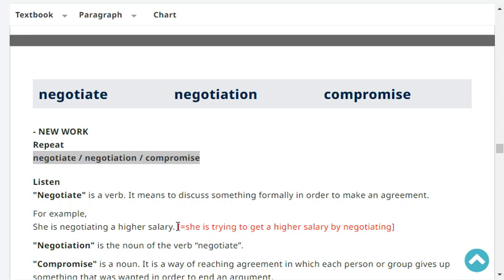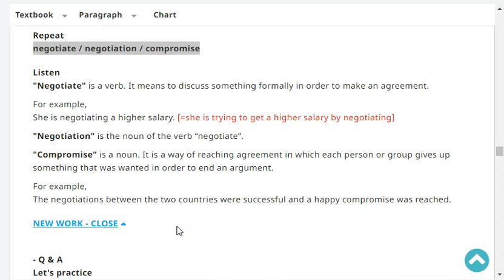Negotiate is a verb. It means to discuss something formally in order to make an agreement. For example, she is negotiating a higher salary. Negotiation is a noun. It is a noun of negotiate. Okay.